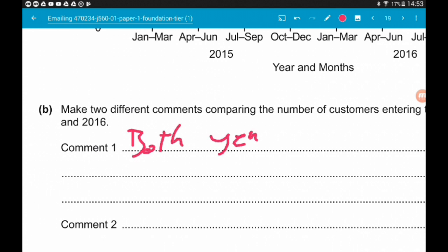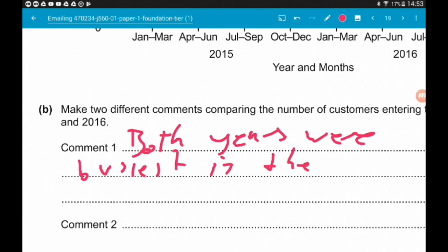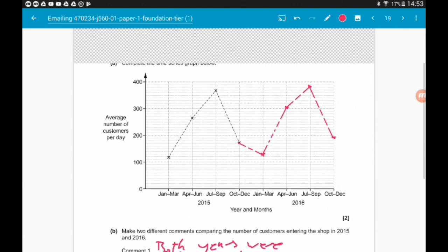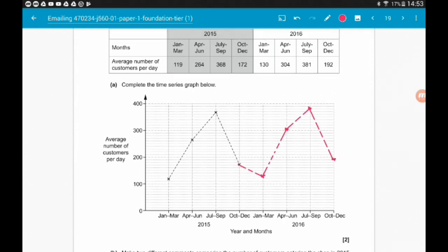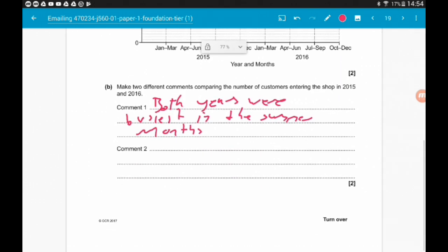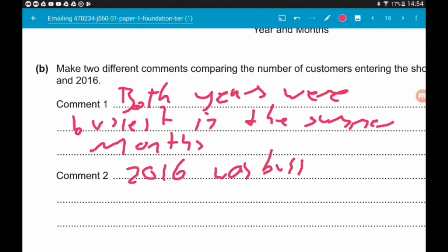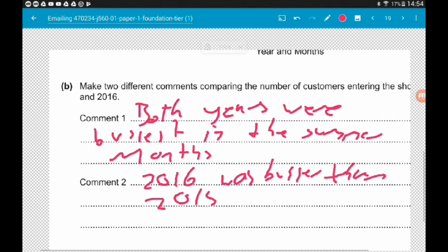So both years were busiest in the summer months. What else could we say? There's loads of things we could say. We could say that if you add all the numbers together, we could show that 2016 was busier than 2015. Like I said, loads of things you can say with that.